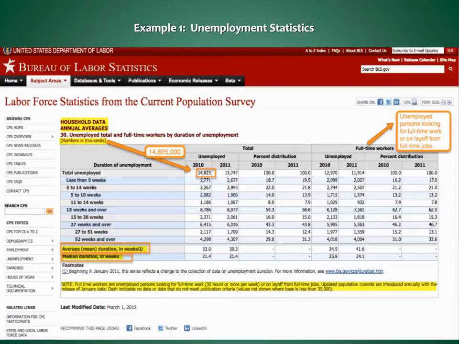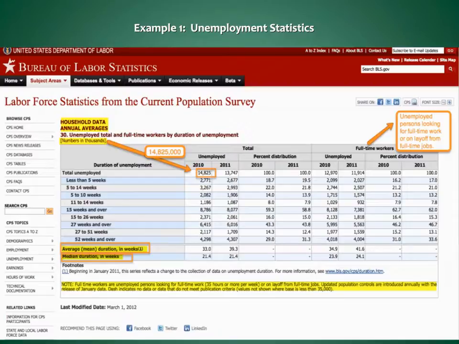What are the categories? Duration of unemployment, total unemployed and percent distribution, full-time unemployed workers and percent distribution. What are the units? Numbers in thousands. When you see this written at the top of a table, it means you add 3 zeros to the numbers in the table. In this case, it's kind of tricky because it looks like the numbers are in thousands already. If you were to take the numbers at face value, it would not be indicated on the table.